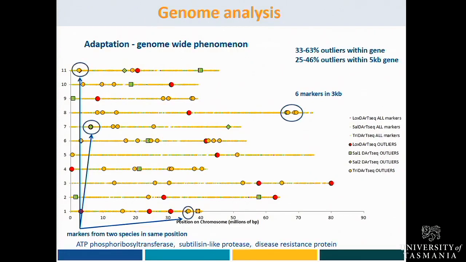And we did find 3 cases where there was multiple evidence of SNPs linking to the same genes in more than one species.